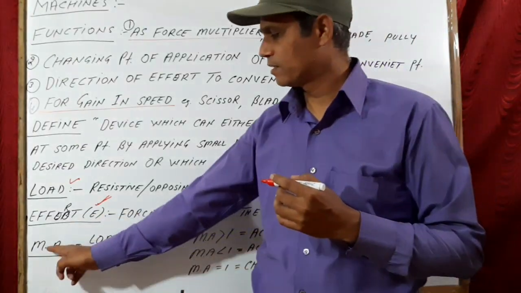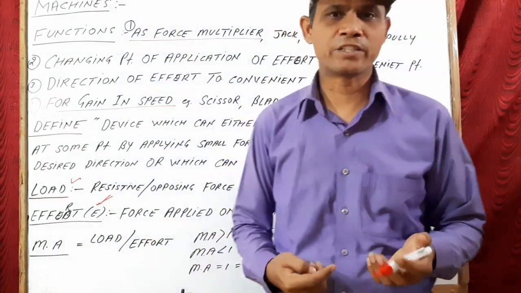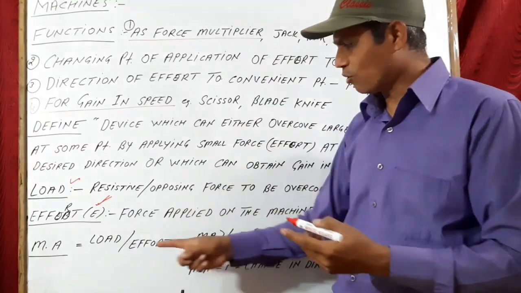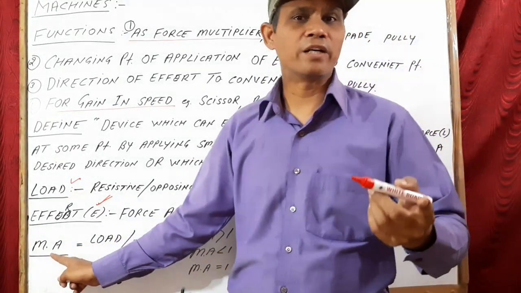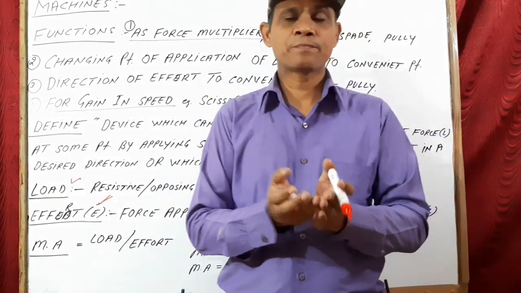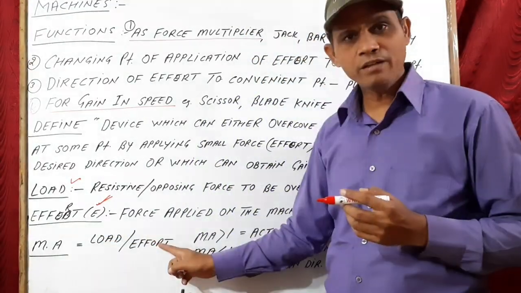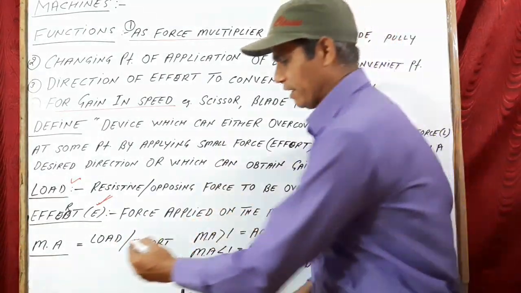The next is mechanical advantage, MA. What is mechanical advantage? You have 2 terms, load and effort, and the ratio of load and effort is known as mechanical advantage. So mechanical advantage is the ratio of load and effort.